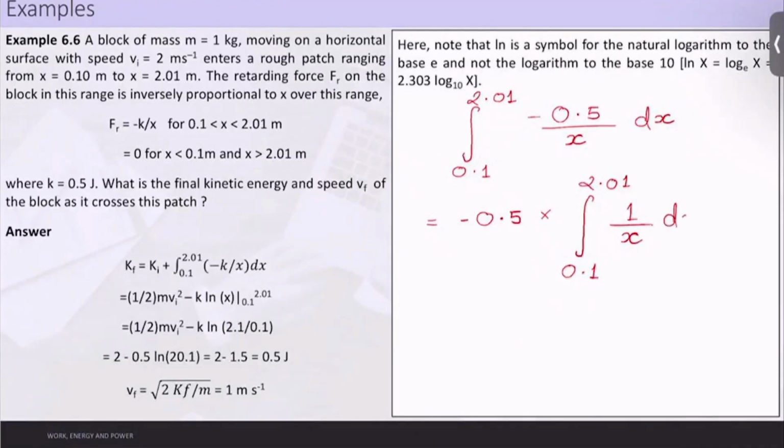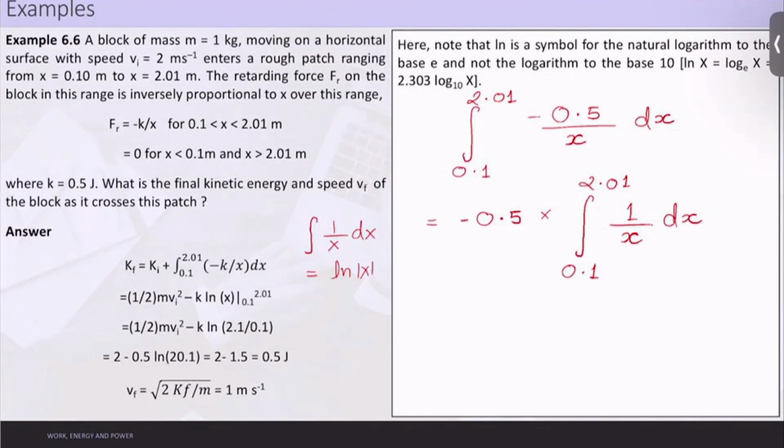Now I'm just telling you a simple rule. A simple rule states that the integration of 1 by x dx is equal to ln x, ln mod x.